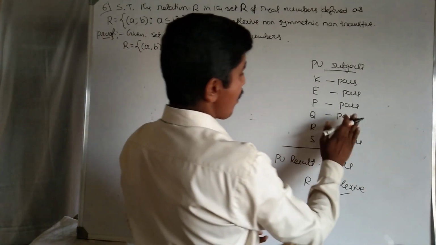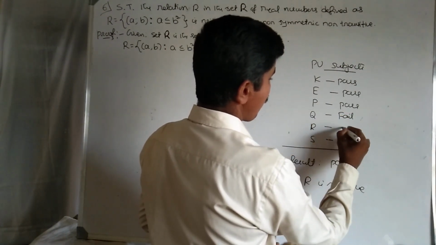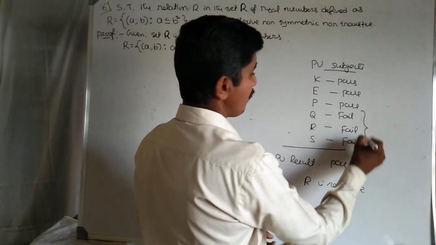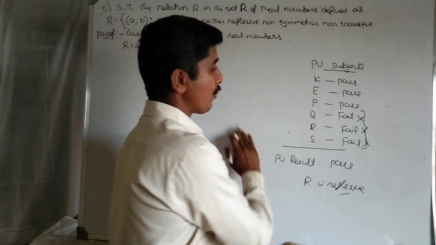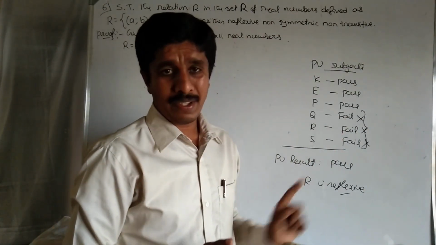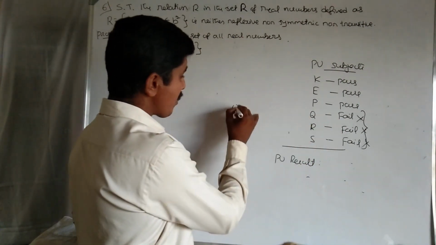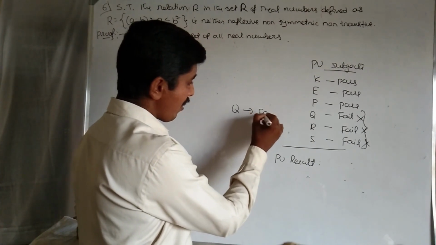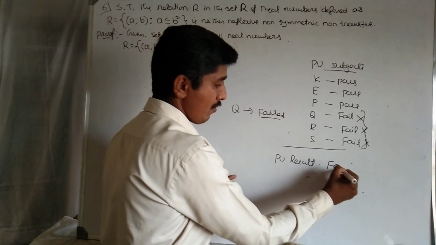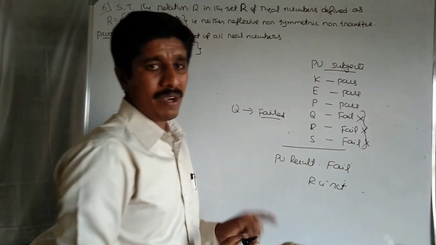Suppose your Q subject fail, R subject fail, S subject fail. We know that if one subject or more subjects fail, the result is fail. Here, just to show Q subject is fail. Q subject is fail, therefore the result is fail. Therefore the relation is not reflexive, not symmetric like that.